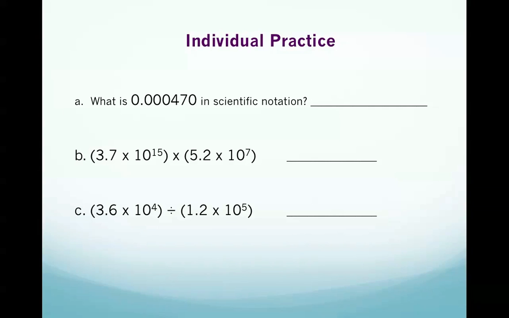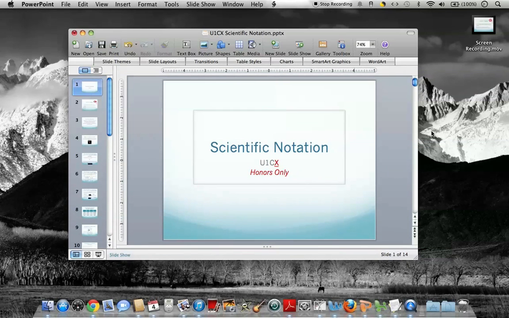So A, if you paused it and answered them, you should get 4.70 times 10 to the negative 4th. B, you should get an answer of 1.9 times 10 to the 23rd. And C should be 3.0 times 10 to the negative 1. So again, this should maybe give you an indication of what section above you might need to review more with me tomorrow. Great, that is it.